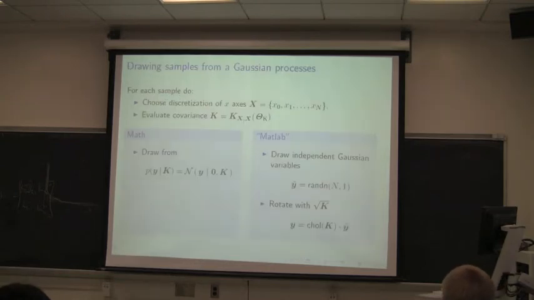Is the Cholesky factor the square root? It's one form of the square root. Yes, so basically, compute the Cholesky of k, and multiply the Cholesky of k by y.